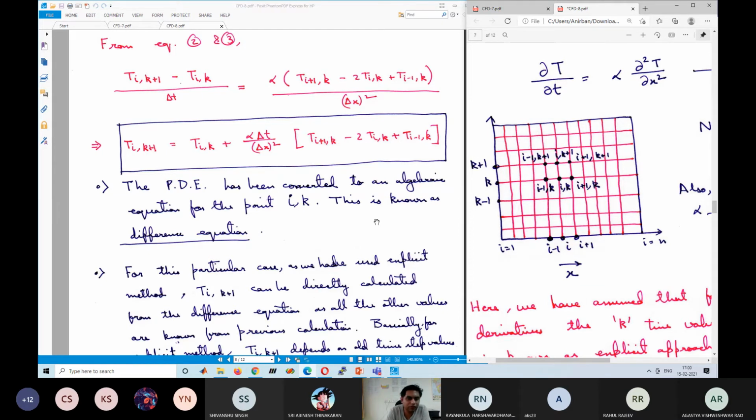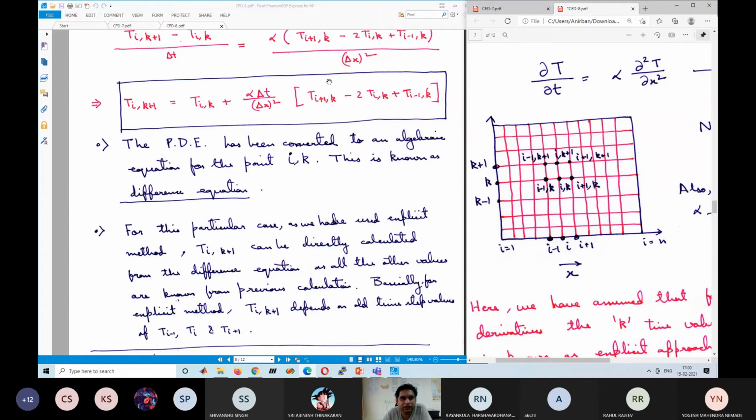Because we have used explicit method, T(i)^(k+1) can be directly calculated from the difference equation, as all the other values are known. This is what is written here. So basically for explicit method, T(i)^(k+1) depends on old time step values of T(i+1), T(i) and T(i-1). What are the old time step values? T(i+1)^k, T(i)^k and T(i-1)^k.